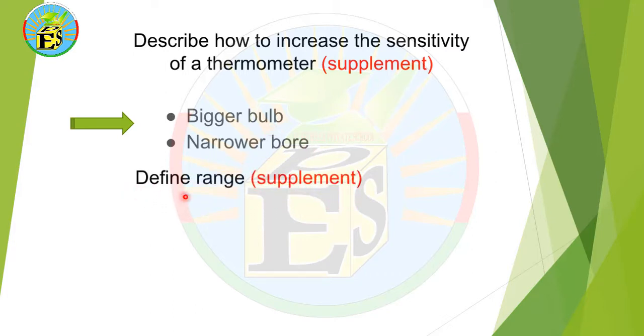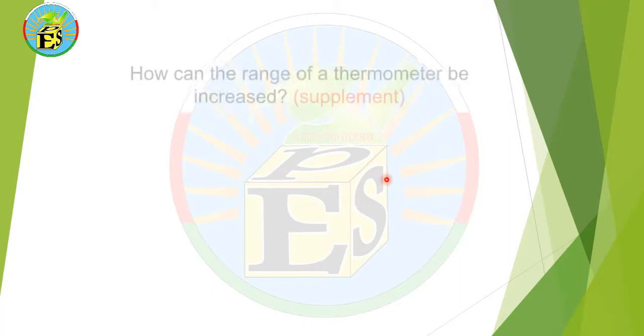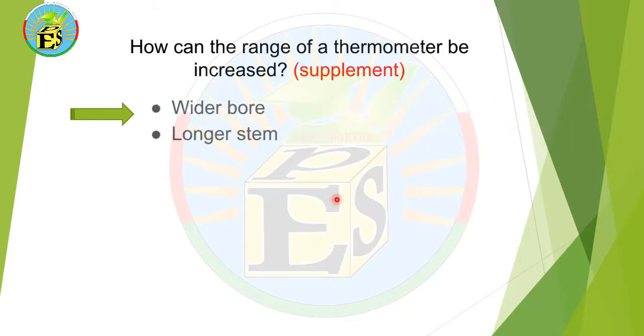Next question. Define range. What is the range? Range means the difference between the maximum and minimum temperatures on the thermometer: the lowest temperature the thermometer can measure and the highest temperature the thermometer can measure. Next question. How can the range of a thermometer be increased? We can increase the range of a thermometer by a wider bore and a longer stem.